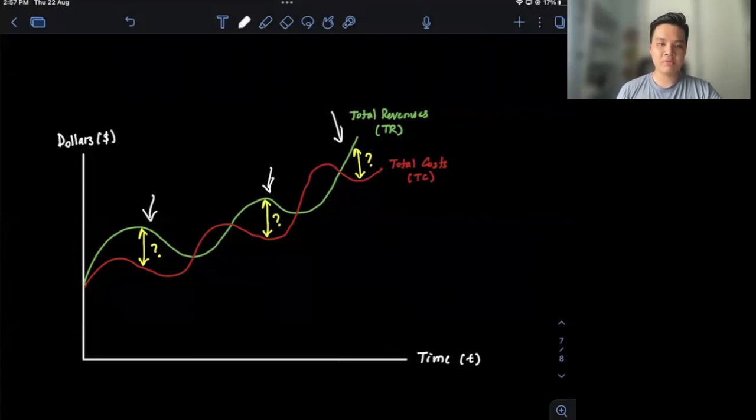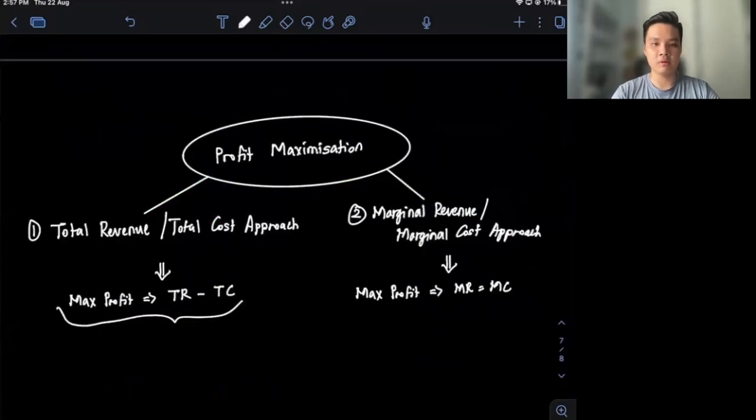So to address this, we prefer using the other approach, which is the marginal revenue and marginal cost approach. Recall that the marginal revenue is the additional revenue received for each unit of output, while the marginal cost is the additional cost incurred for each unit of output. So the firm should increase its level of output until it reaches a quantity whereby your marginal revenue equals your marginal cost. This also implies that, in theory, your profit maximizing level of output will be the level of output whereby your marginal revenue equals your marginal cost.